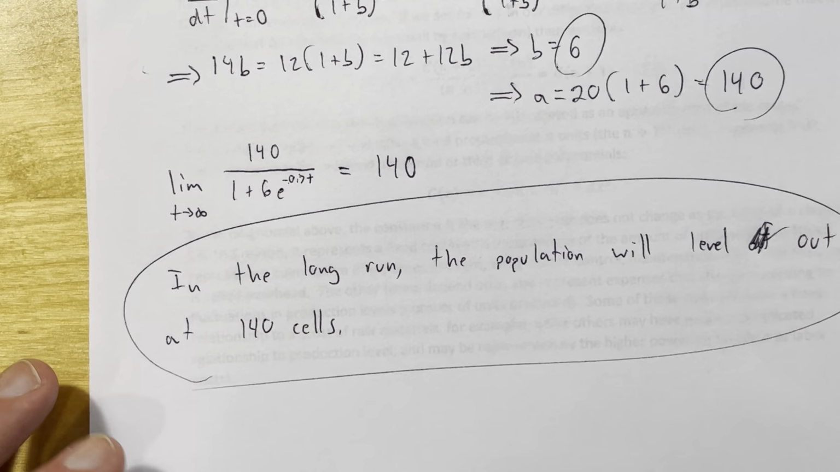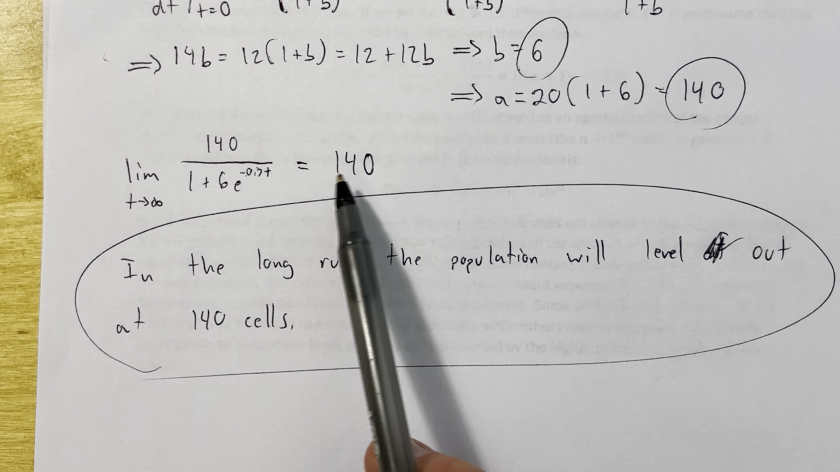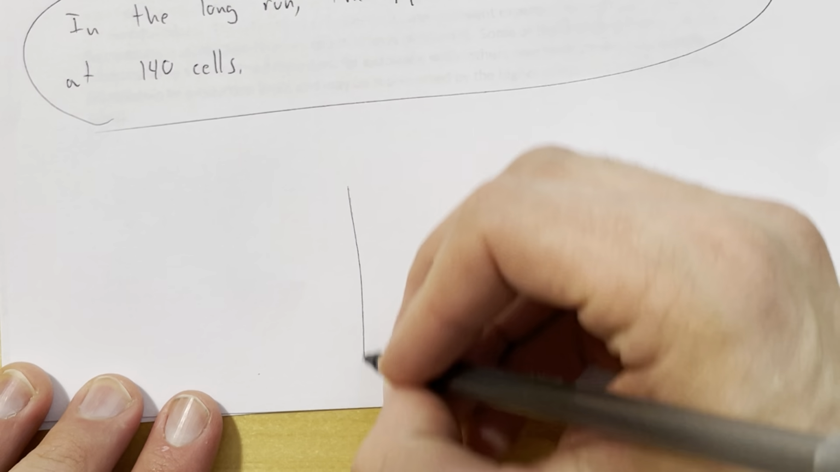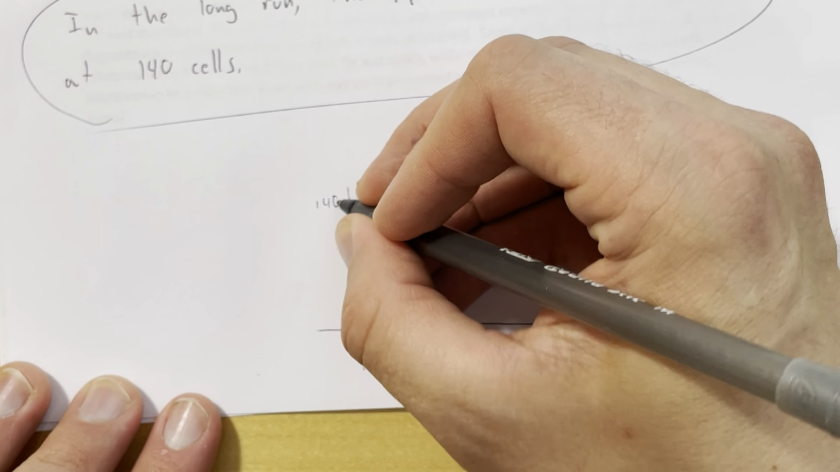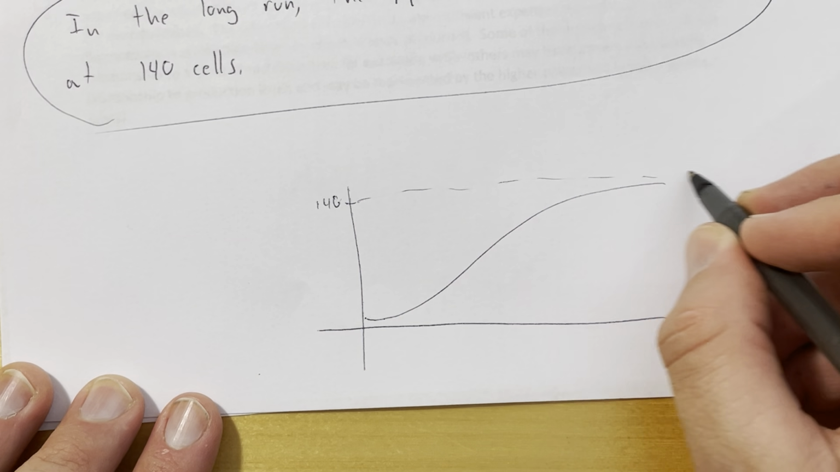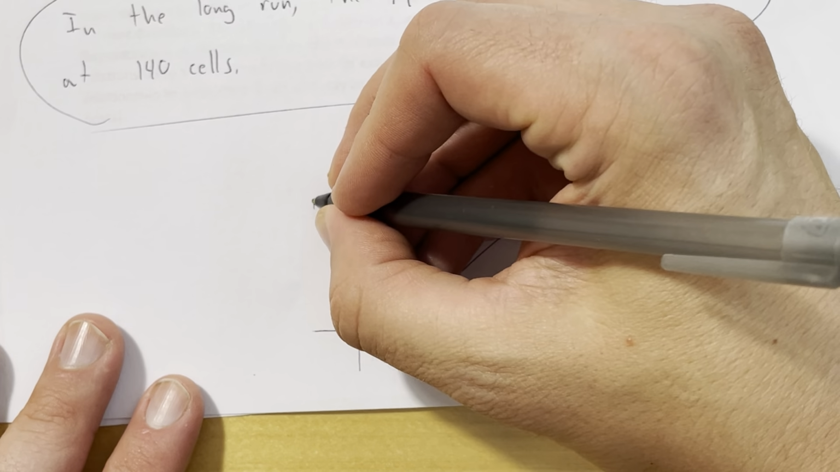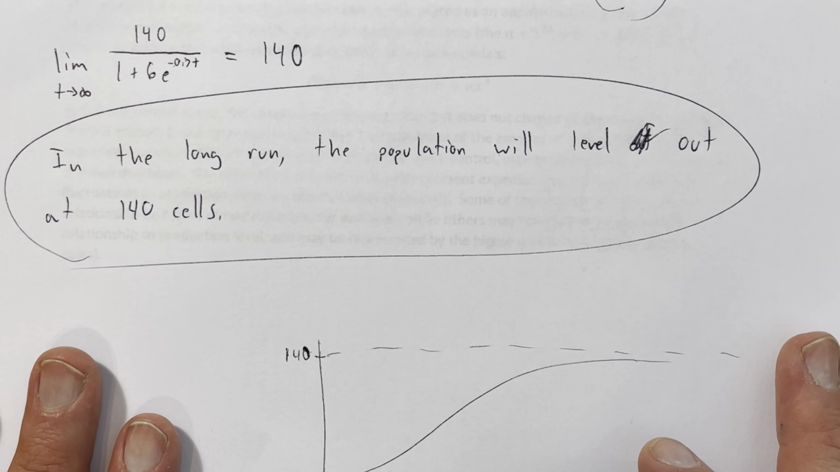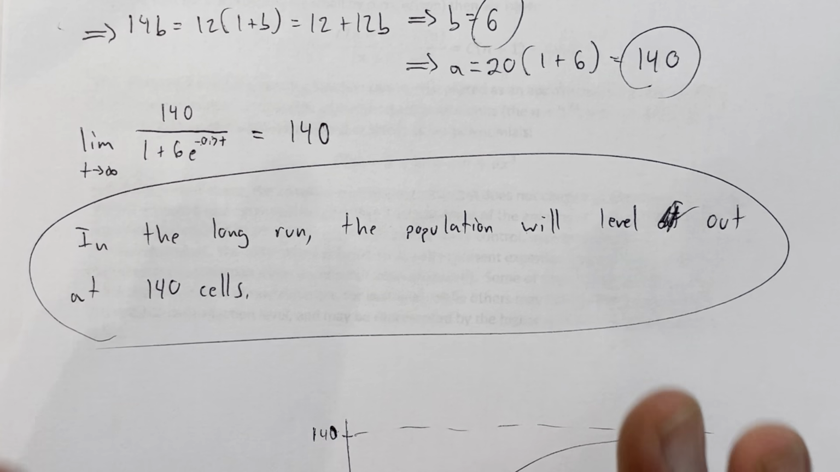Okay. Now I want to be careful with that because this is what we call asymptotic behavior. We know that this is a horizontal asymptote. So the actual function itself will never get us to 140. If 140 is here, we're actually looking at a function that does something like this. There's an asymptote there, and we never actually get to 140 cells if this function is accurate, but we get arbitrarily close to it.